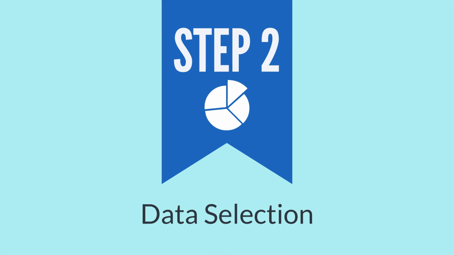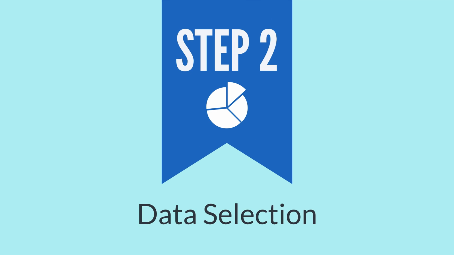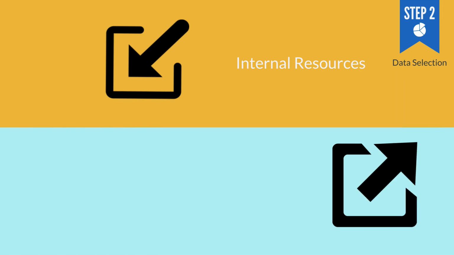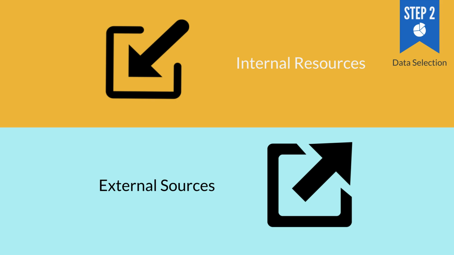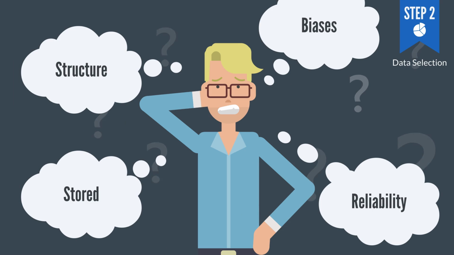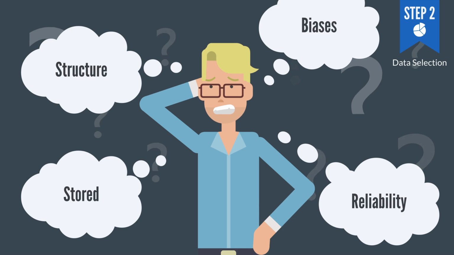Once we understand the problem, we look at what data is available to address it. This is known as data selection. This can include data from within the business or external sources. We must understand where the data is stored, its structure, biases, and reliability. This will serve as the foundations for addressing the problem identified in the previous stage.